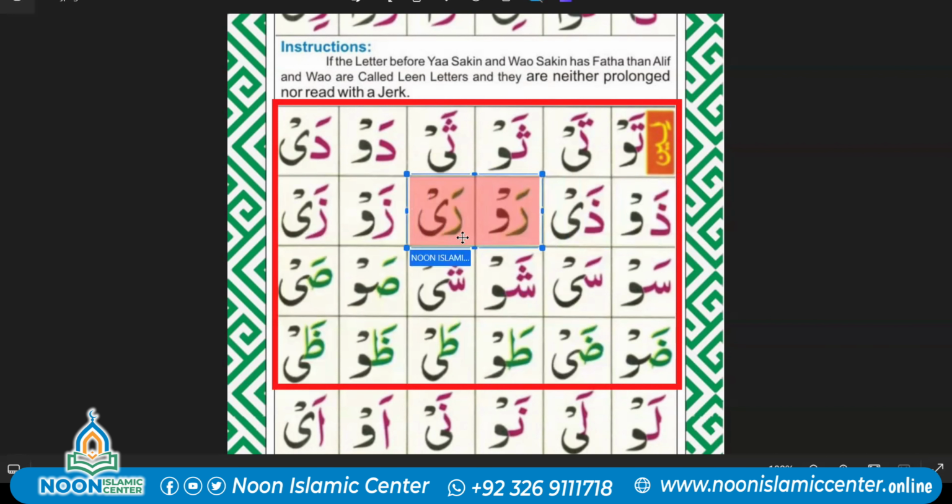Ra waw fatha raw. Ra ya fatha ray. Raw, ray. Za waw fatha zaw. Za ya fatha zay. Zaw, zay. Sin waw fatha saw. Sin ya fatha say. Saw, say. Shin waw fatha shaw. Shin ya fatha shay. Shaw, shay.